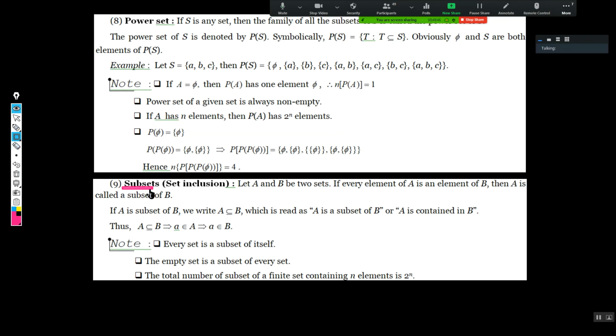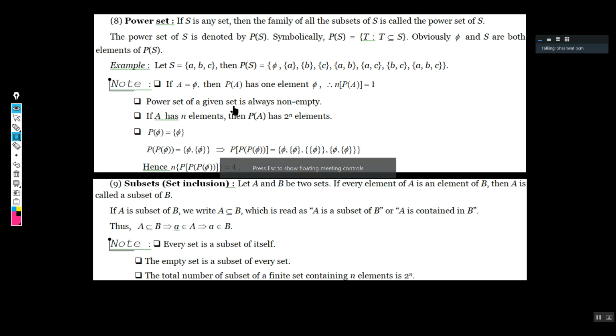Sir, We used this now already. Someone is saying. sir, can you repeat the last point? P of phi wala point. Yeah.